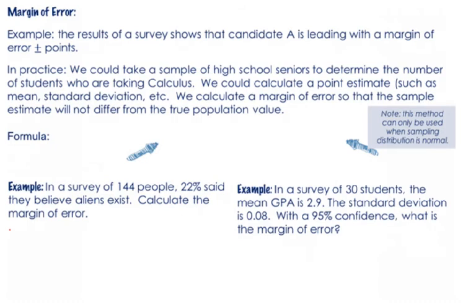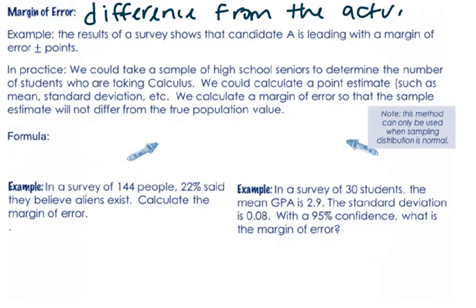Margin of error. So margin of error is the amount that a stat may differ from the actual. So it's the difference from the actual. Because remember, anytime you take a sample, it's not the entire population, it's just a select few. And so the actual statistic may differ a little, and that's called a margin of error. So, example, the results of a survey shows that candidate A is leading with a margin of error plus or minus points, because you could go above or be below what you actually find.